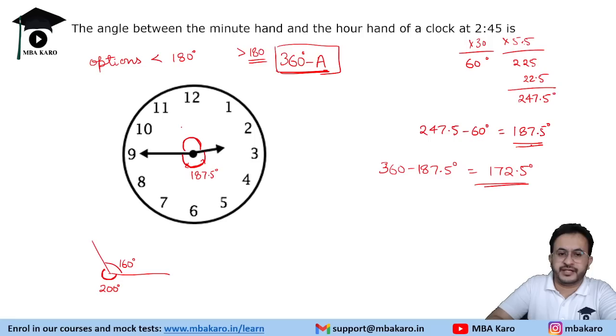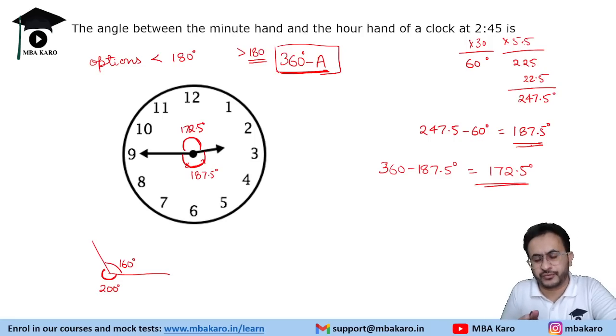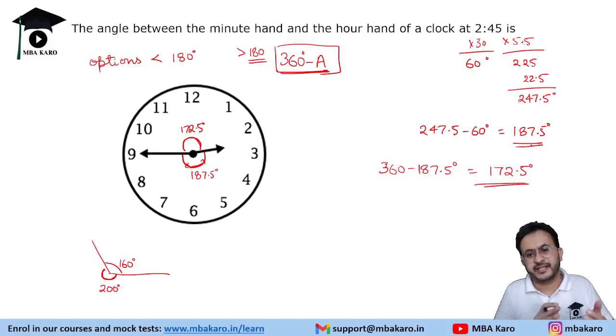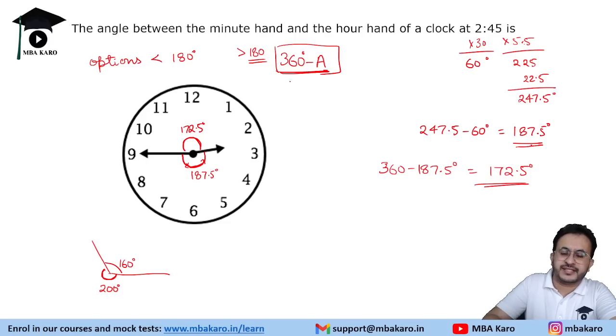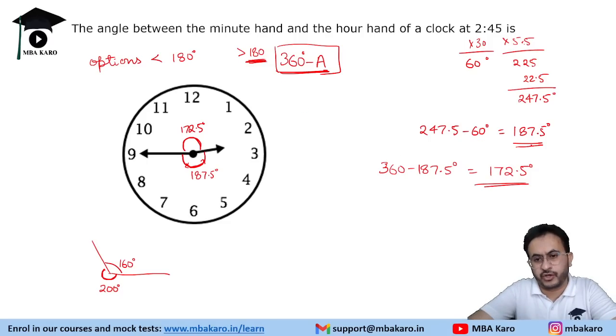So we are calculating this angle. The question is asking about the smaller angle of the two. Since we are getting the larger angle, we subtract it from 360 to get the actual angle. So in cases, if you get the answer greater than 180, subtract from 360, that will be your answer. But if the options are greater, the reverse is also true.